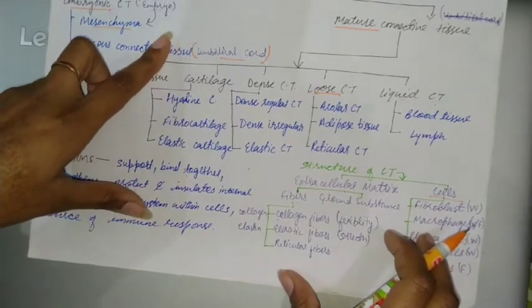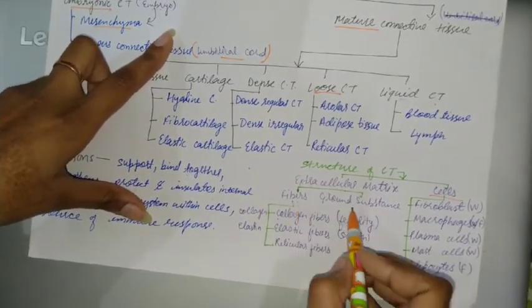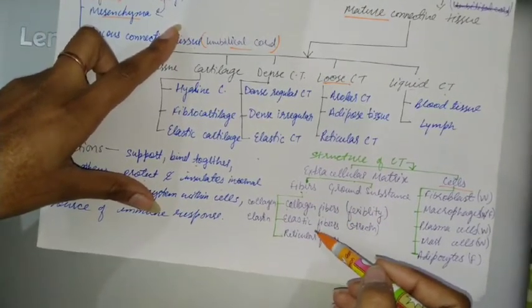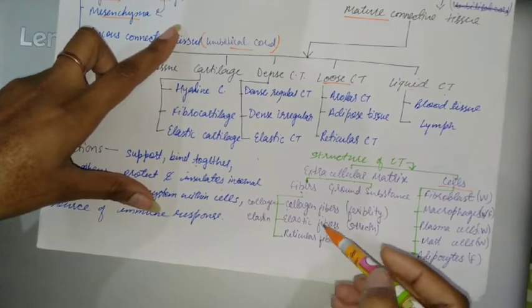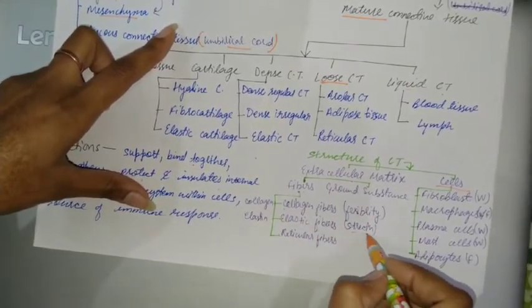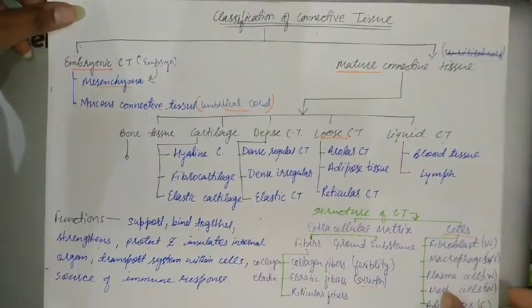And what about the extracellular matrix? Extracellular matrix is also of two types: fibers and ground substance. Fibers can be collagen fibers, elastin fibers, and reticular fibers. Collagen fibers maintain flexibility and the elastic ones maintain stretch and stretching of connective tissue. So this is the classification of connective tissue.